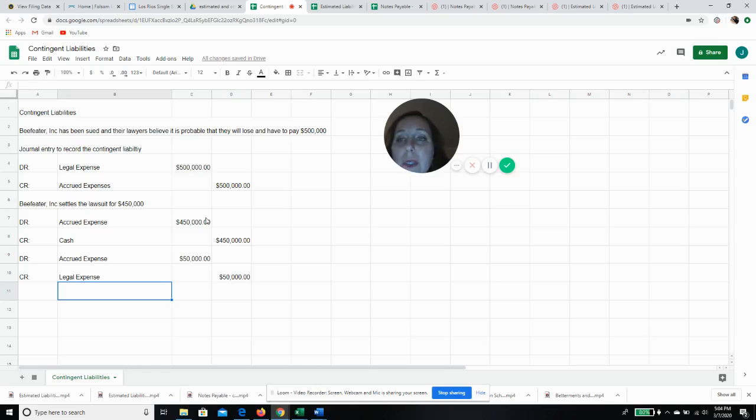The amount of legal expense I've booked is $450,000. The debit, when I estimated the liability of $500,000, and the credit, when I found out what it really was. So I've got $450,000 left over in my accrued expense account, and that matches the exact amount that we paid. All right, that is how you book an accrued or a contingent liability that is estimable and probable.